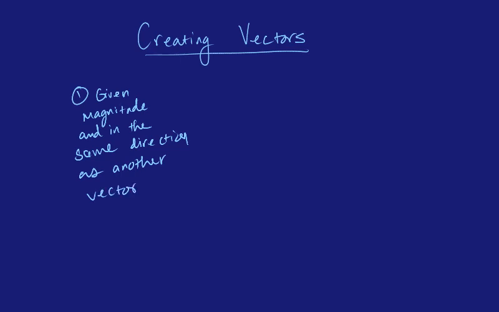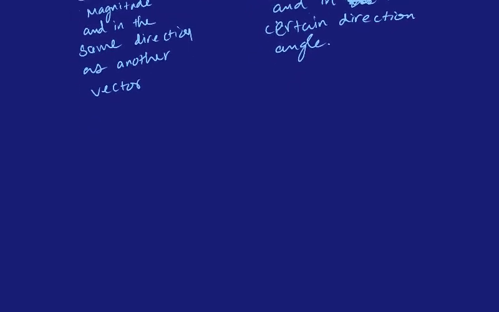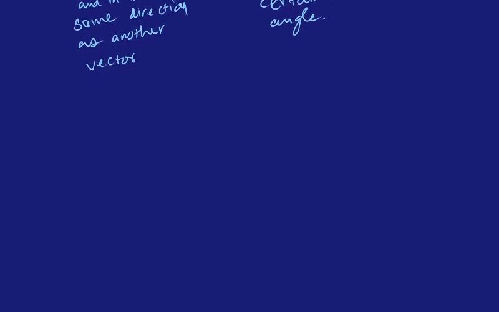And then the second thing I would ask is create a vector with a given magnitude, and then the other piece of information, and in a certain direction angle. Those would be two common ways in which you could be asked to create vectors given certain information. So we'll start with the first one.